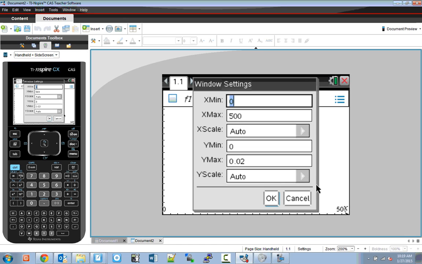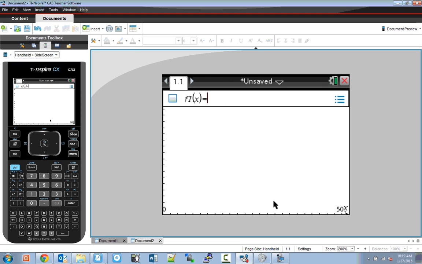Your x min is 0, your x max is 500. X scale you can leave as auto. Your y min is 0, your y max is 0.02, and your scale is auto. All right, so go ahead and reset your window to that. Pause the video if you need to see that for a little longer.